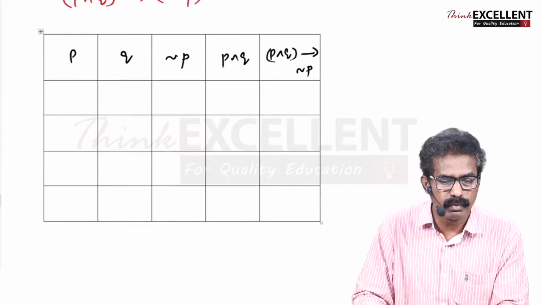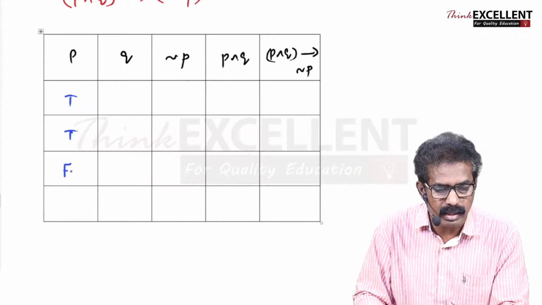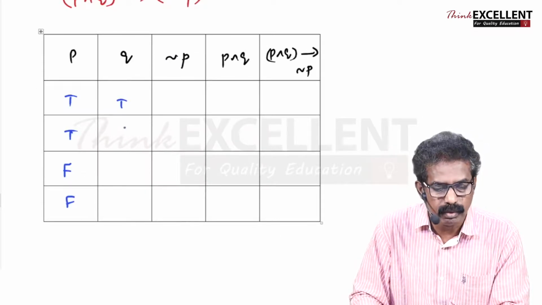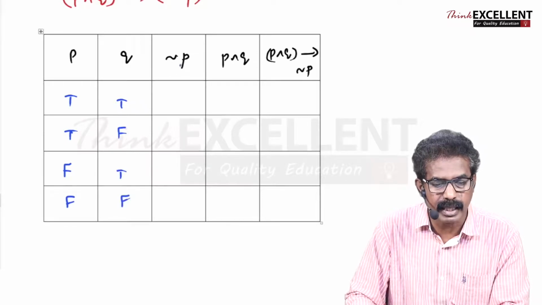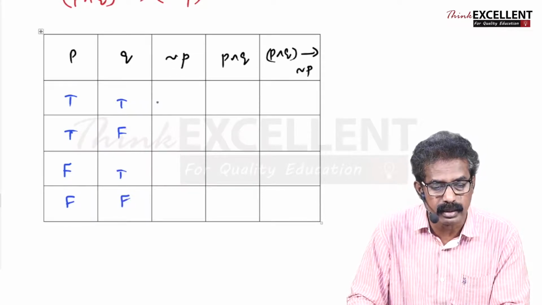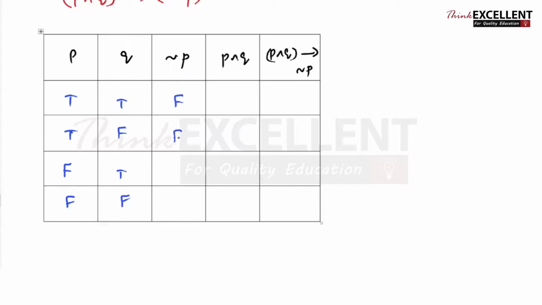So four rows, so you write true, true, false, false. Then true, false, true, false. Negation P, P you change, so true becomes false, false, true, true, right? Then P meet Q. Meet means when both are true, it is true. In all other cases, you write false. Now listen very carefully. P meet Q implies negation P. So true, false is false.